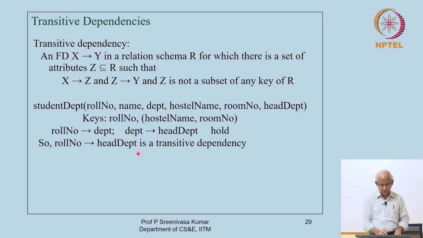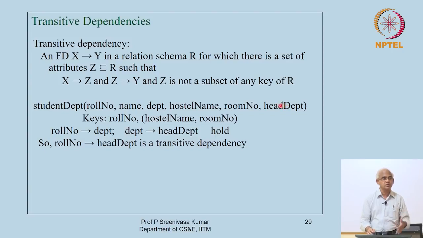Okay. Now, is this relation in the second normal form first? Let us come to that question a little later. Right now, where is the redundancy? You can see the redundancy here. Roll number, name, department, hostel name, room number, that much is actually okay, but now you are storing head of the department along with every student.